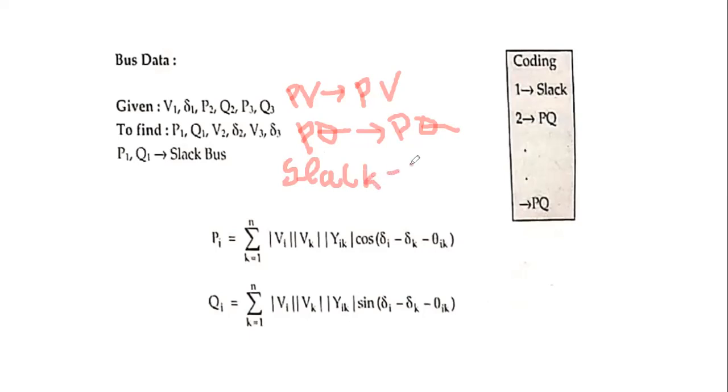In the slack bus, the known terms are V and delta. Okay, we remember these terms. In the PV bus, P and V are the known terms. The unknown terms are Q and delta. Only four variables are there. What are those variables? That is P, Q, V and delta. In the PV bus, P and V are the known variables.